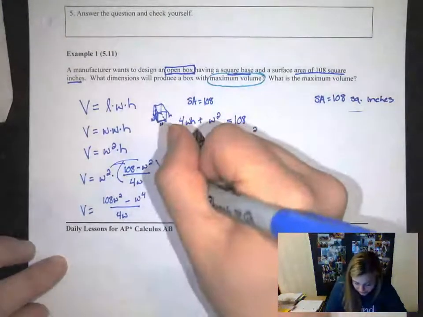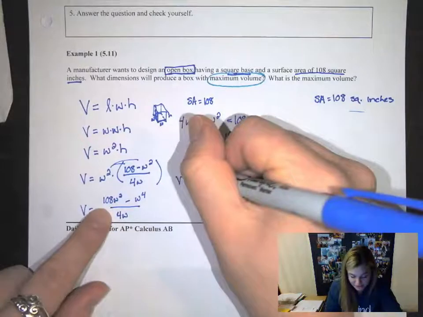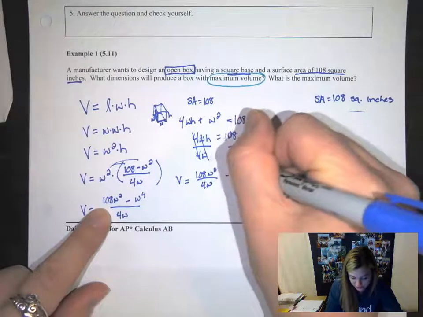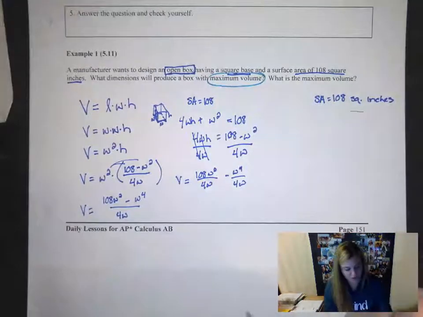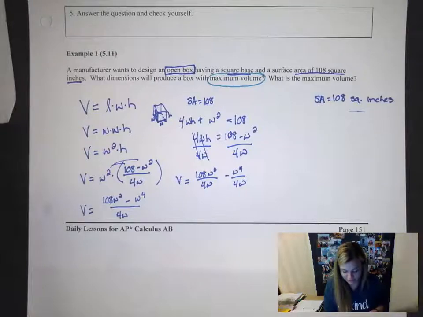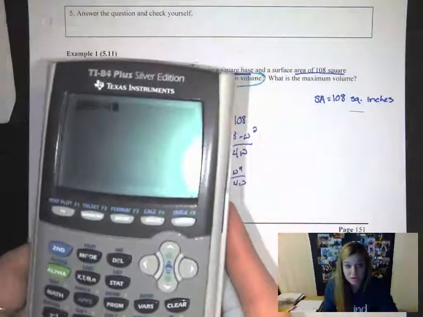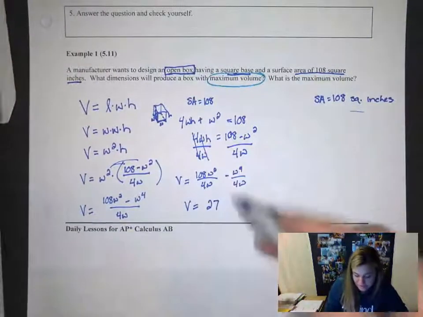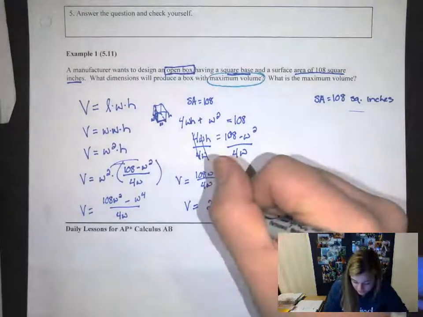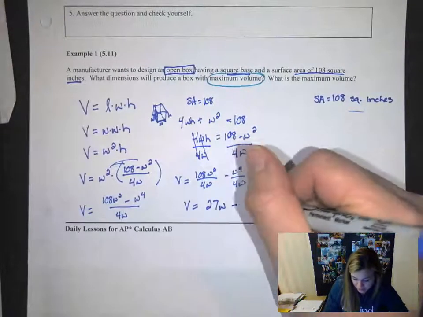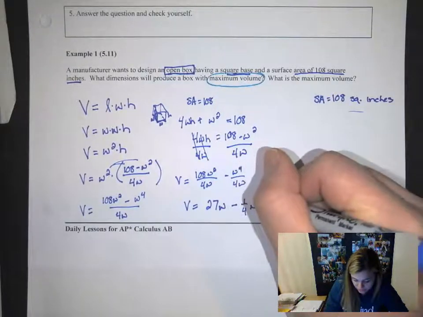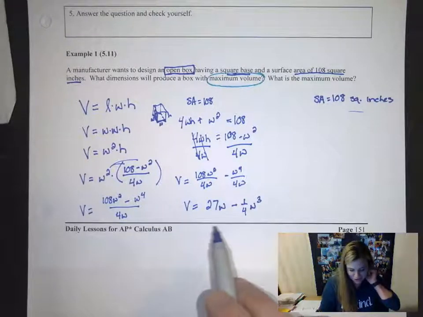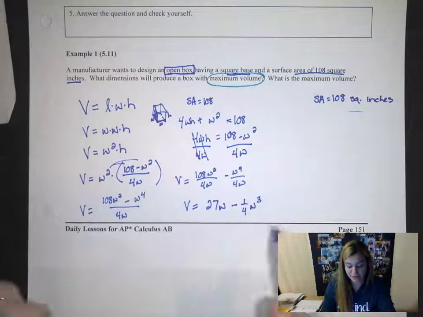Or I could say that volume was equal to, and I'm going to take each one of these, 108 W squared over 4W minus W to the 4th over 4W. 108 divided by 4 is 27. So I'm going to say 27, and W squared divided by W would just be W, minus 1/4 W to the 3rd. Okay, so now I've got all that, and I'm like, okay, how do I take the derivative now? Can I do that easily?